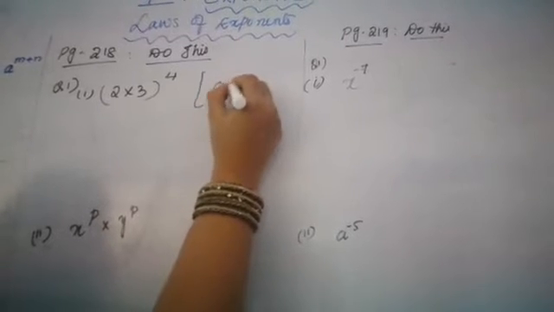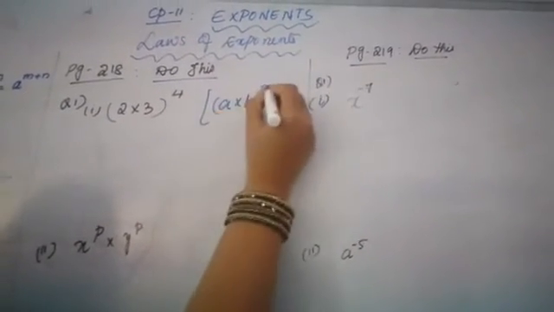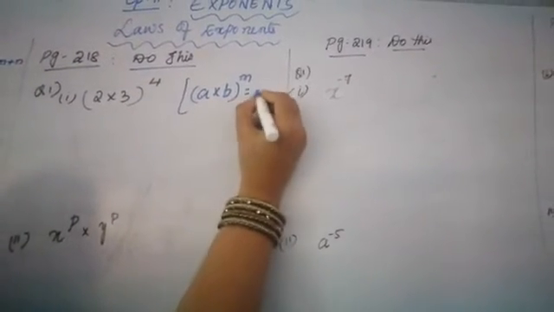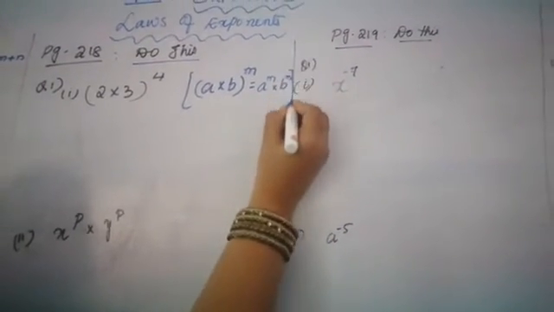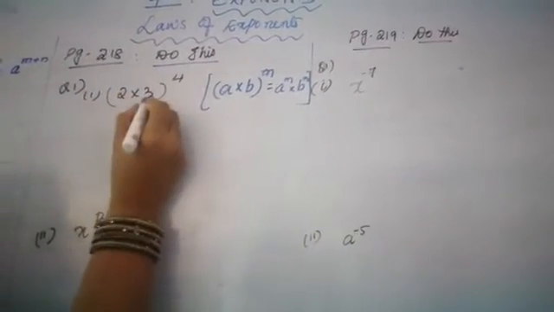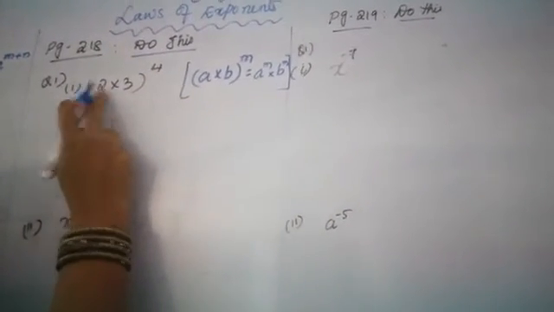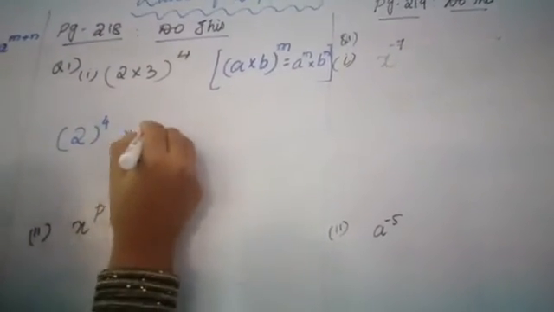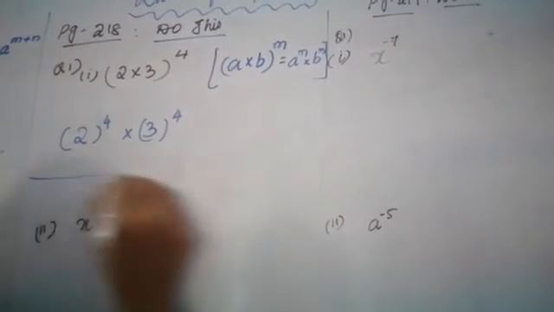Second law. Now, what is the second law? a into b whole to the power of m is equal to, this power will come to this number, this power belongs to the second number also. So, a to the power of m into b to the power of m. So, this is your second law, children. So, 2 into 3 whole to the power of 4 means this power will go to this first base and the second base also. So, 2 to the power of 4 into 3 to the power of 4. Is it fine? These questions are very simple.